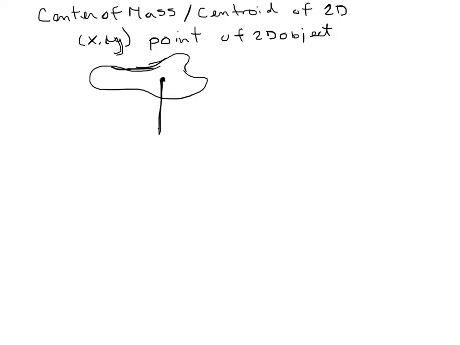So we need to find this X point and this Y point, and a lot of times they're notated with bars. So we just say that the X bar is the X point of the center of mass, and the Y bar is the Y point of the center of mass. Now there's some equations for these X bar and Y bars. The X bar, the equation is 1 over A, where A is the area of the object.